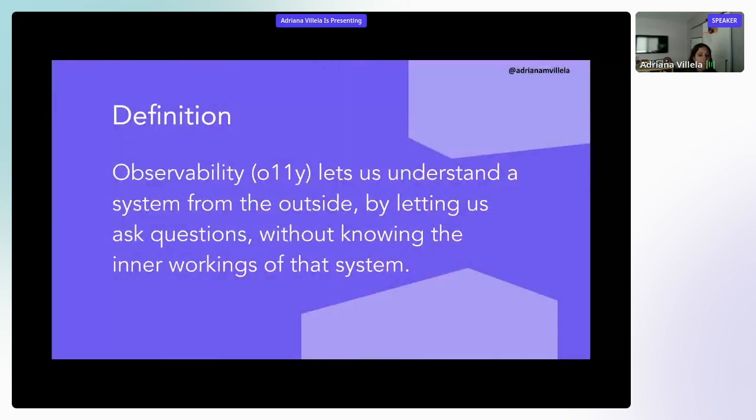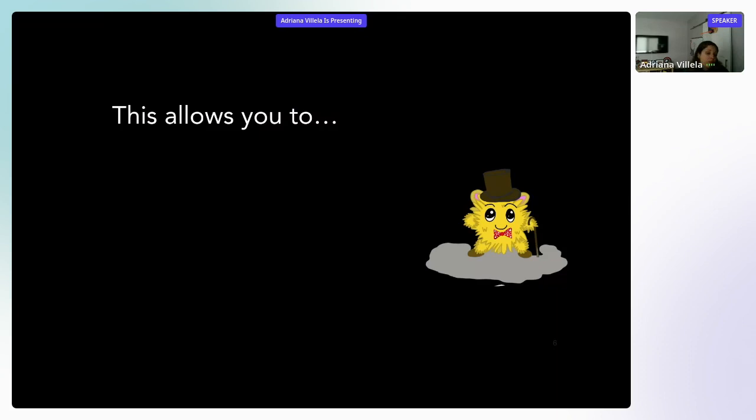Observability, or o11y for short, lets us understand a system from the outside by letting us ask questions without knowing the inner workings of that system. Basically, that means that even though you don't understand all the nitty-gritty business logic of that system, your system emits enough information for you to follow the breadcrumbs to ultimately answer the question, why is this happening? And now you might be wondering, okay, but why should you care?